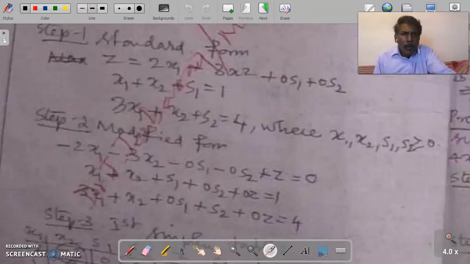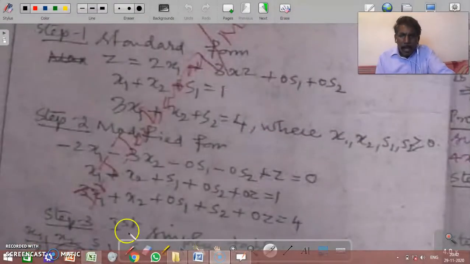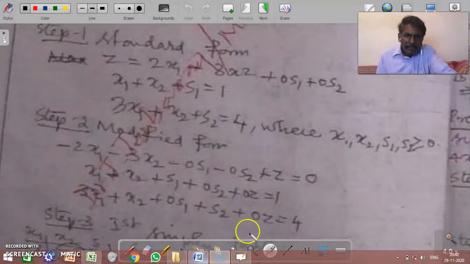Okay, now what is the next step? We are bringing this modified form into a tabular column. In the top we are writing x1, x2, x3, x4, dot dot dot, s1, s2, dot dot dot, z, and the constant and the basic variable. Like that, column-wise we are writing there, and that's called the tabular form. That comes next.